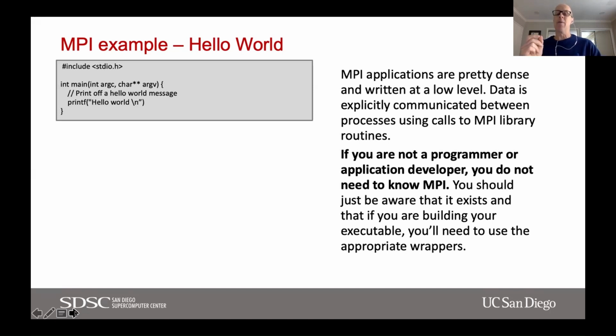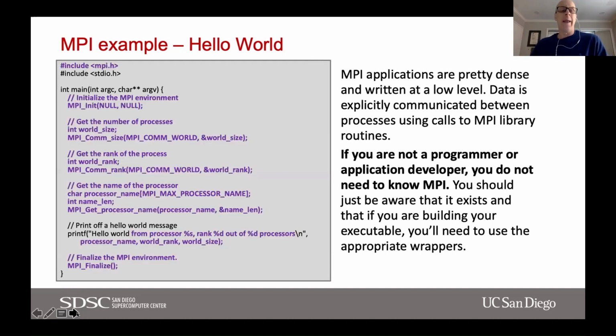MPI applications are pretty dense. They're written at a low level. If you're a C programmer, MPI would look not too bad. But if you've been working with higher level languages such as Python or Java, it may seem a little abstract. MPI is basically used to explicitly communicate data between processes using calls to the MPI library routines. If you're not a programmer or an application developer, you do not need to know MPI. You just need to be aware that it exists, and that if you're building your executable, you'll need to use the appropriate wrappers.